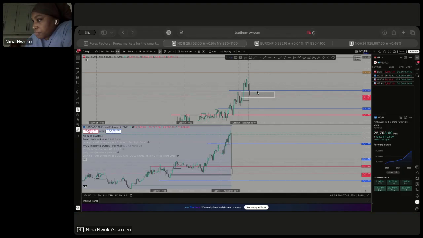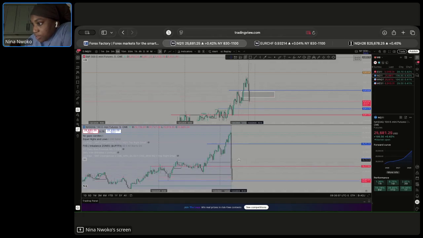Alrighty. Got this large gap that's being made right now in NQ. It's inversed it. We've had a breaker structure. Now we're just looking for a fair value gap. You can draw an equilibrium here from the last swing low to this swing high.